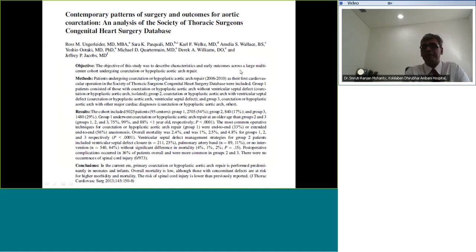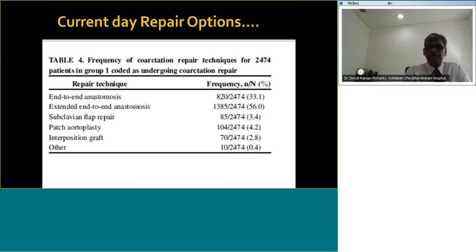The period of repair is 2006 to 2010, and it is from the database which covers almost 95 centers in North America, a total cohort of 5,025 patients, and I will emphasize the first group, which is isolated coarctation. They form almost 54% of this cohort, which is 2,705 patients. Okay? Now, this is the reason I wanted to tell you about this particular paper.